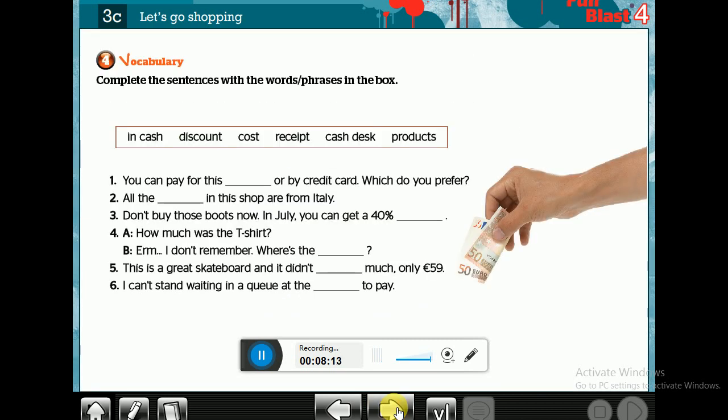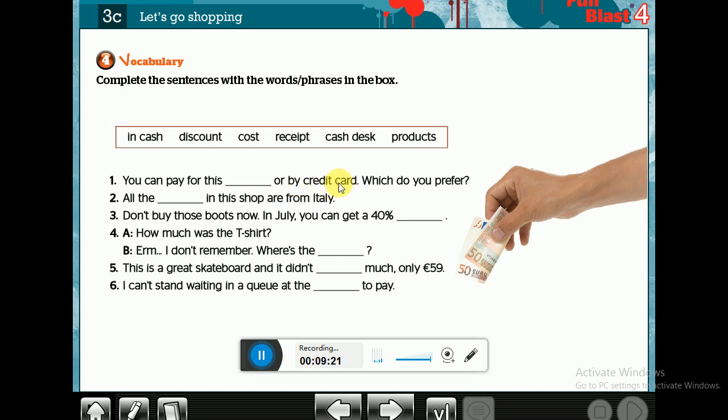Okay. This is according to the meaning of these words. We have to think first about the meaning of these words. In cash, to pay in cash, like this picture. Discount, if we have a percent like this, 40%, we have to use discount. Cost, of course, we all know the meaning of cost, the amount of money we have to pay. And receipt. Receipt is the sheet of printed paper, like a bill, you have to pay. Cash desk, this is a place where you go and pay your bill. Products, the things that are made out of other things.